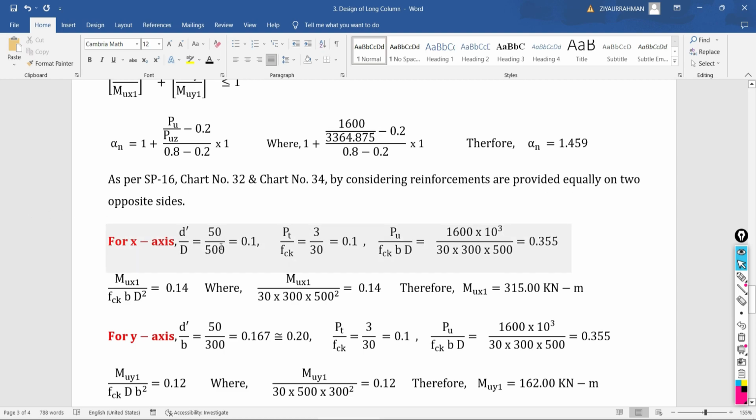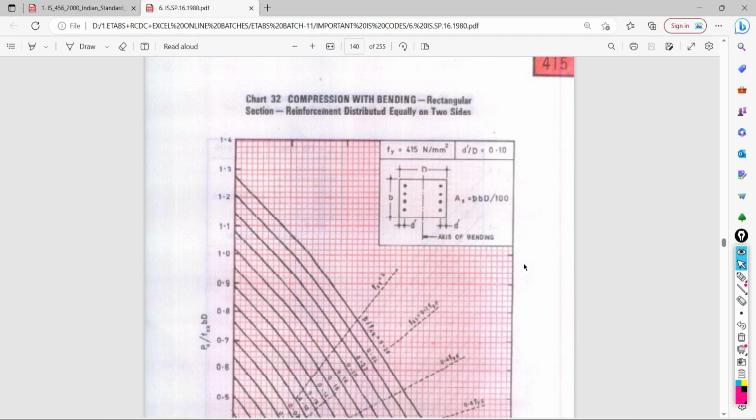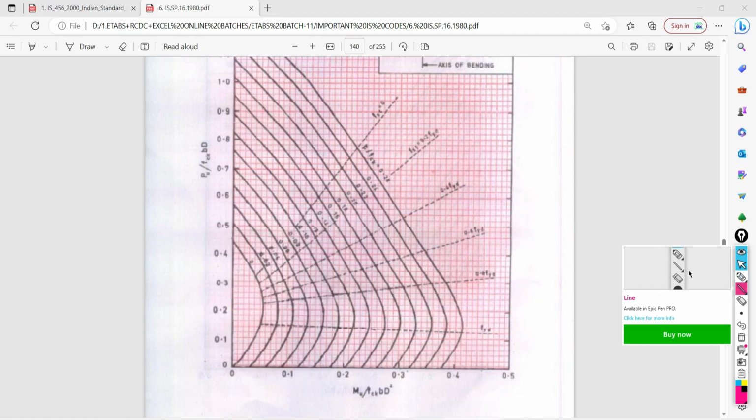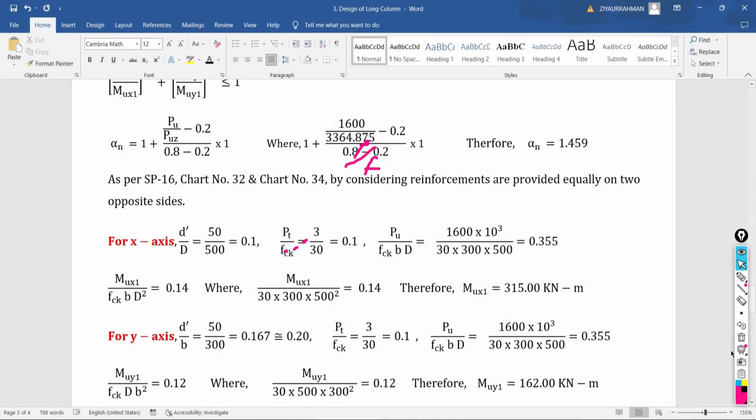So D dash by D is 50 by 500, 0.1, and PT by FCK. Different curves are given based on the PT by FCK ratio. So it is 0, 0.02, 0.04, 0.06, 0.08, 0.1. So how much is PT by FCK? The percentage of steel we have considered is 3%, and FCK, the characteristic strength of your concrete, is 30. So this ratio again comes out to be 0.1.